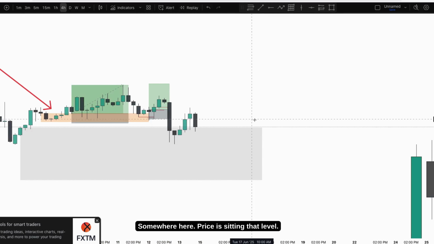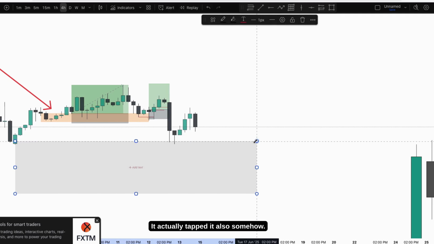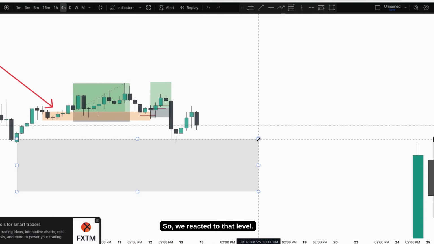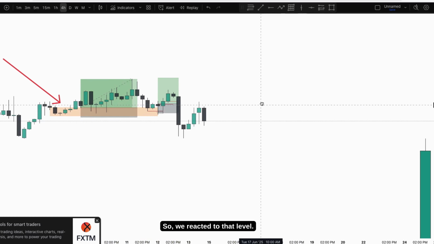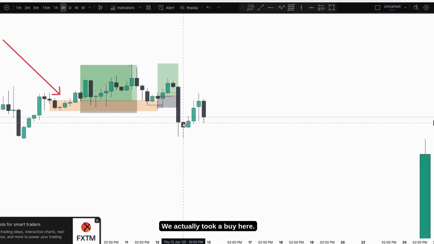Price is sitting on that level. It actually tapped it also somehow. Let me delete this. So we reacting to that level. We actually took a buy here. This is the reason why I called out a buy in my mentorship group.